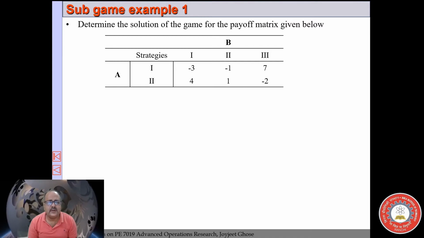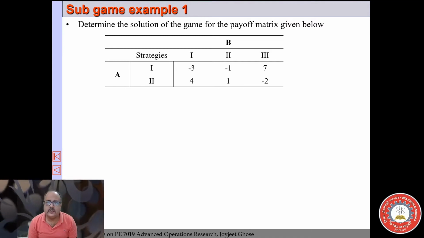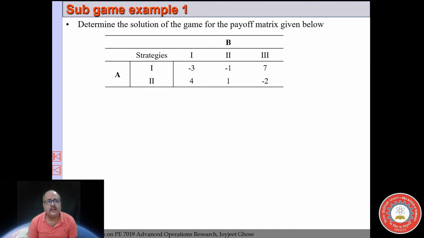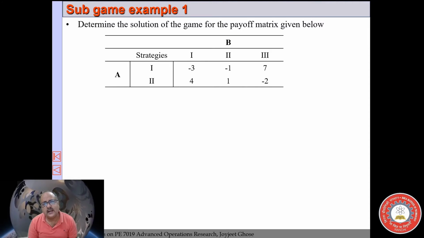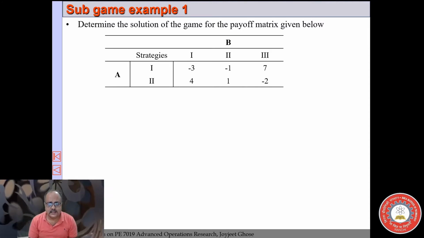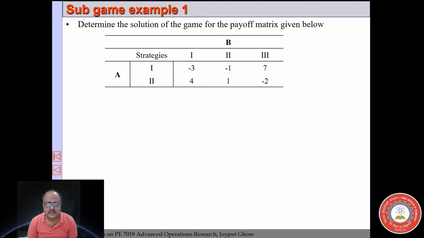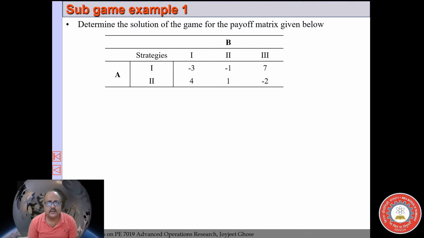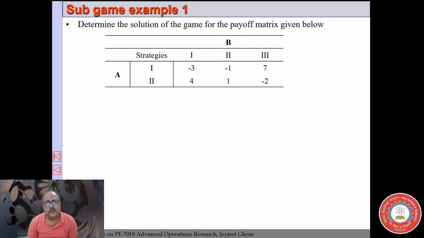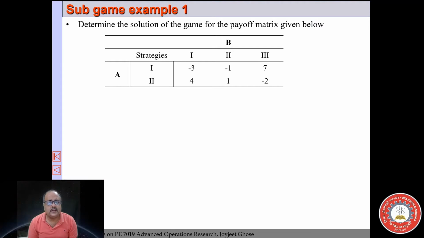If the matrix is 2 by 3 or 3 by 2, then we can apply the rule of subgames. This subgame method can be applied. Of course, this can also be solved by the graphical method, which we'll be discussing later on. Typically 2 by 3 and 3 by 2 problems can be solved by subgame methods. So let us start discussing how to solve such problems.